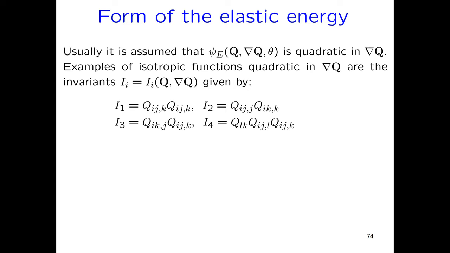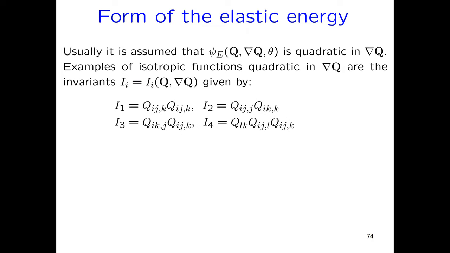So that's the bulk energy. So what about the elastic energy? Usually it's assumed that the elastic energy is quadratic in the gradient of Q. Examples of isotropic functions that are quadratic in the gradient of Q are these invariants I sub i, which are given by, well, the first one, I1, is the gradient of Q squared. The second one, I2, is the divergence of Q squared.